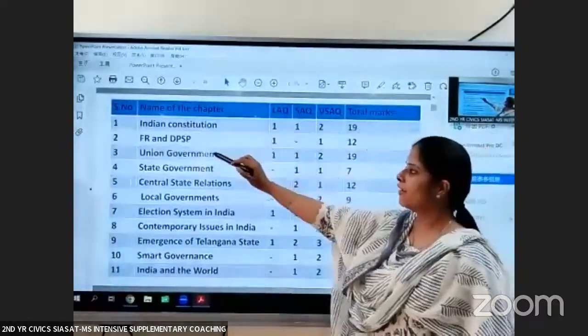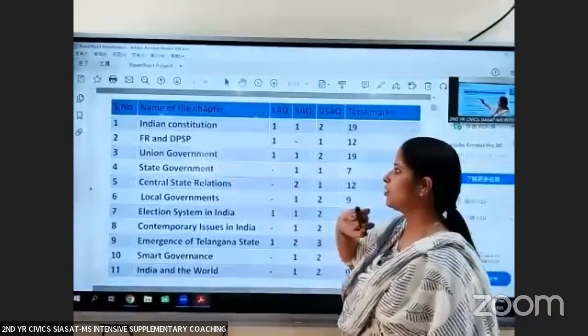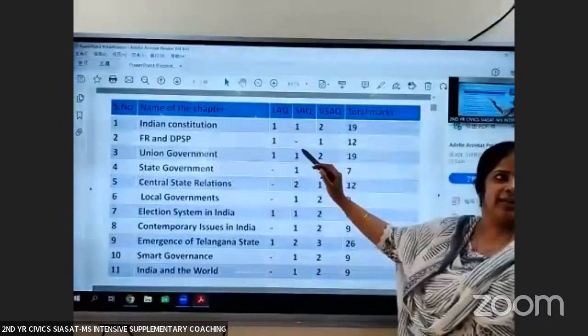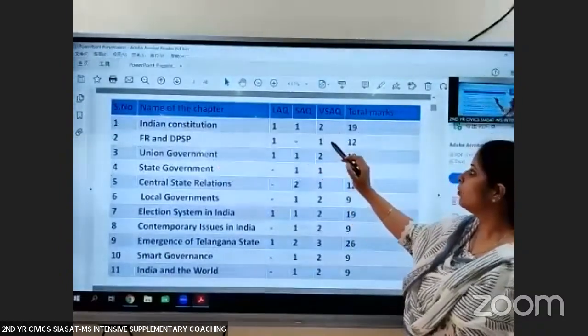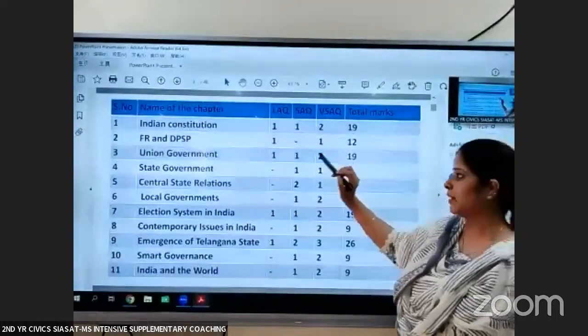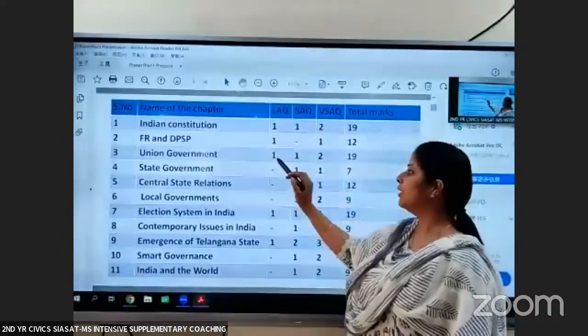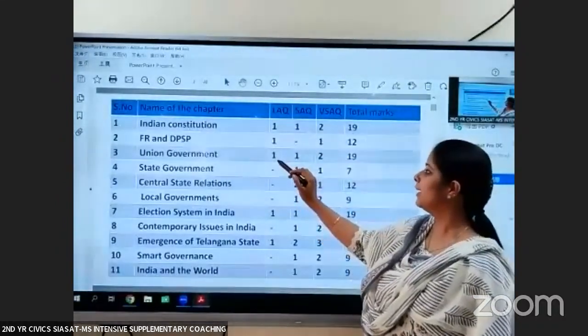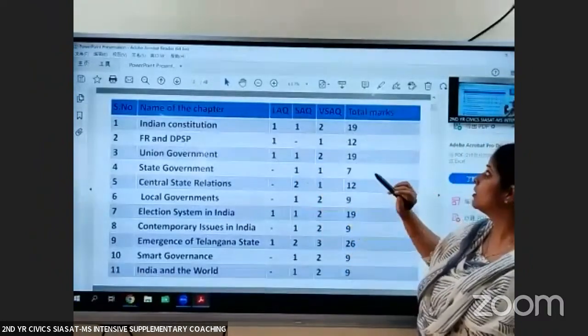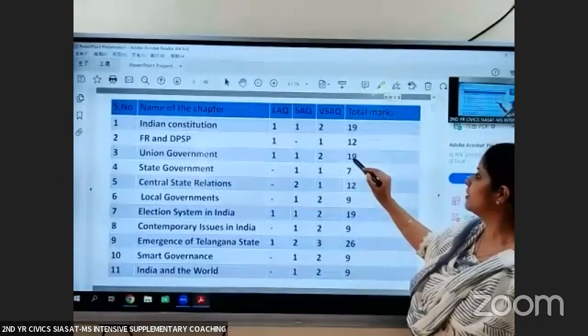The second chapter is Fundamental Rights and Directive Principles of State Policy. You will get 1 LAQ. Total marks for this chapter is 12. The third chapter is Union Law. You will get 1 SAQ and 2 VSAQs. Again, the weightage for this chapter is 9.